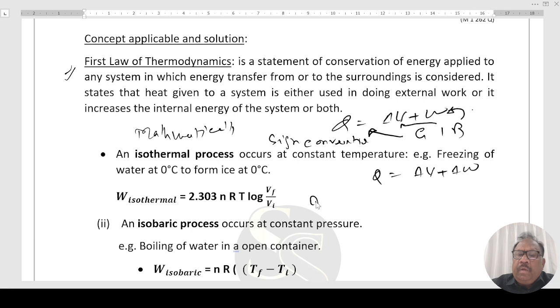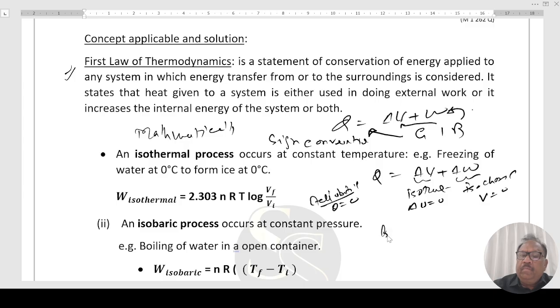In adiabatic process, Q equal to 0. In isothermal, delta U equal to 0. In isochoric, W equal to 0, since delta V equal to 0. But in case of isobaric, none of Q, delta U and W is 0. None of these is 0.